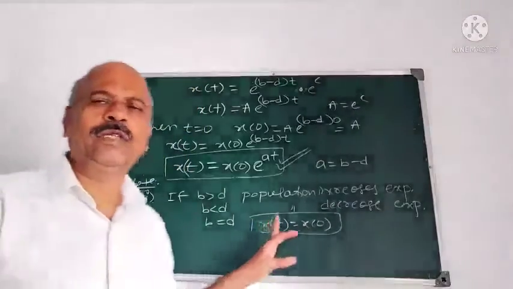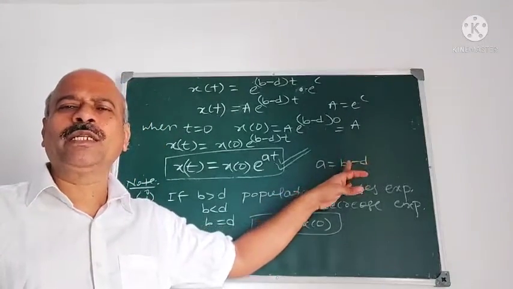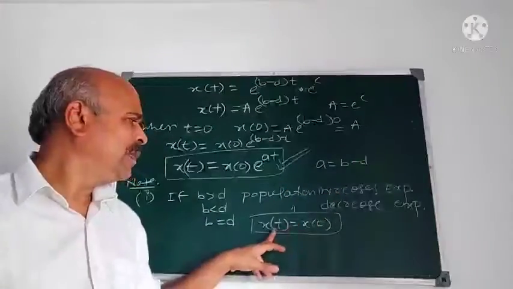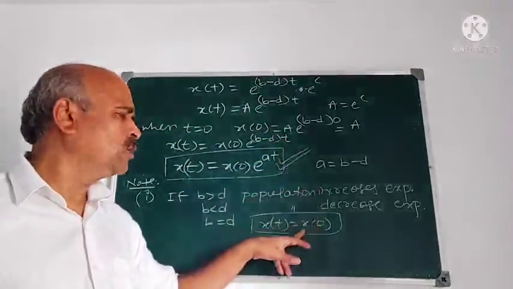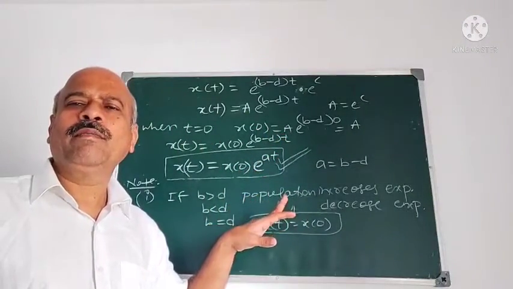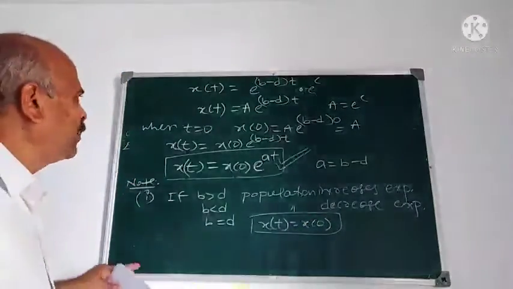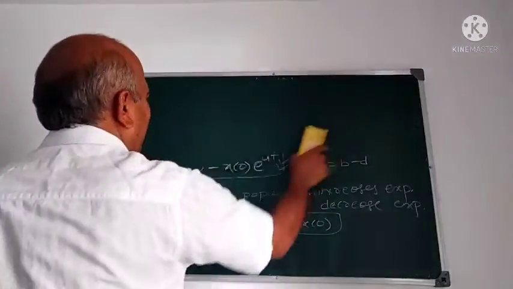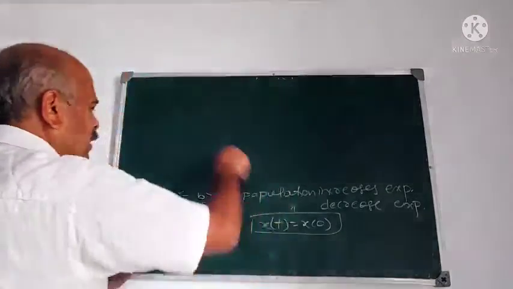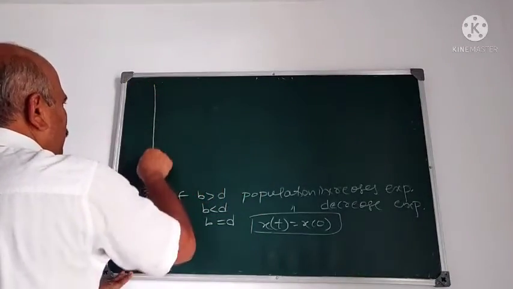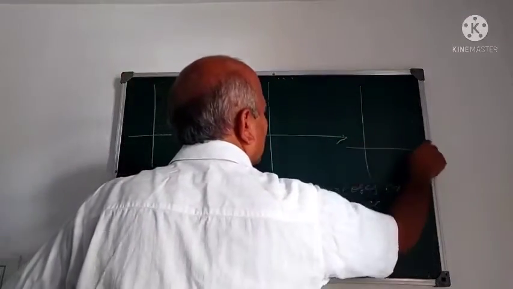This is only theoretical, because sometimes it may happen that b is equal to d, birth rate is exactly equal to death rate. Then x(t) becomes x0. Population after 10 or 5 years also remains the population at the present time. So these three cases, I think you followed. If b greater than d, population increases exponentially. b less than d, decreases exponentially. And if b is equal to d, population remains constant.